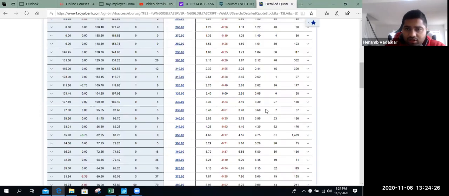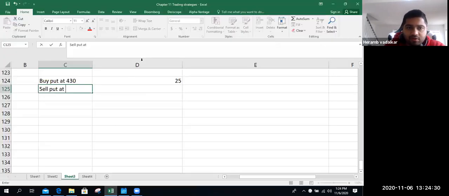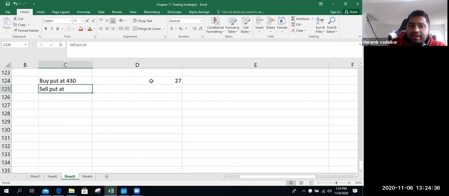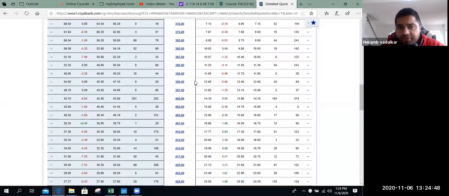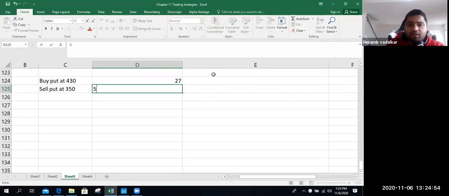we are looking at calls. That's why it's what was going wrong. So this is 27. So buy a put at 420, 430. So that is $27 and sell a put at 300 or 350. So I think stock might go down, but it might not go down below 350. So 350 is $4, $5.